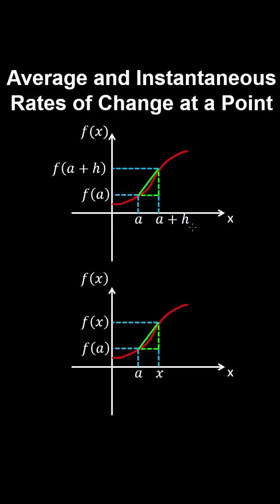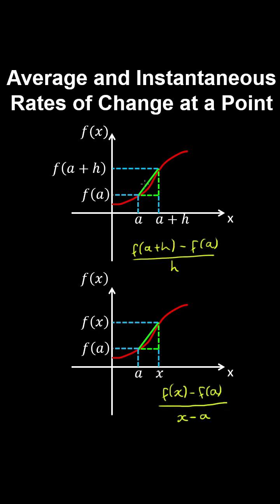We can express the average rate of change of a function over an interval in multiple ways. So using the rise over run in this first case, the rise would be f of a plus h minus f of a over the run, which is a plus h minus a. And in this second case, so these are the slopes of the secant line.